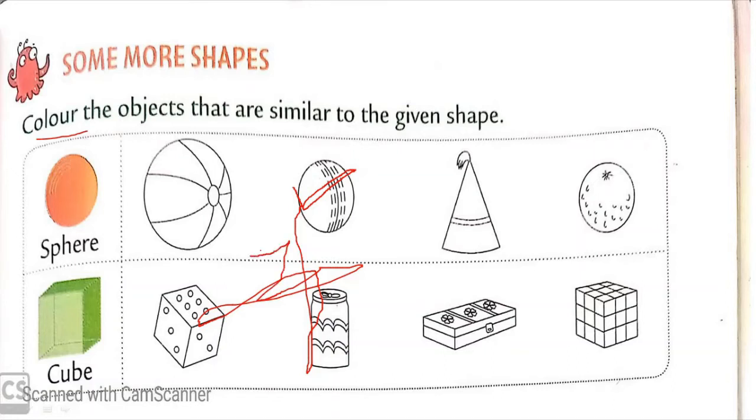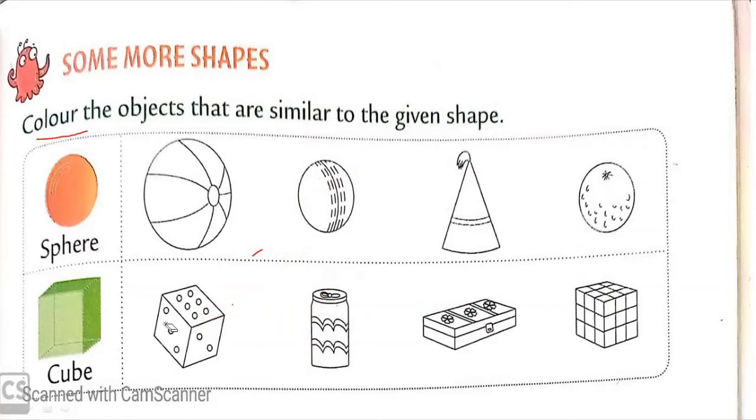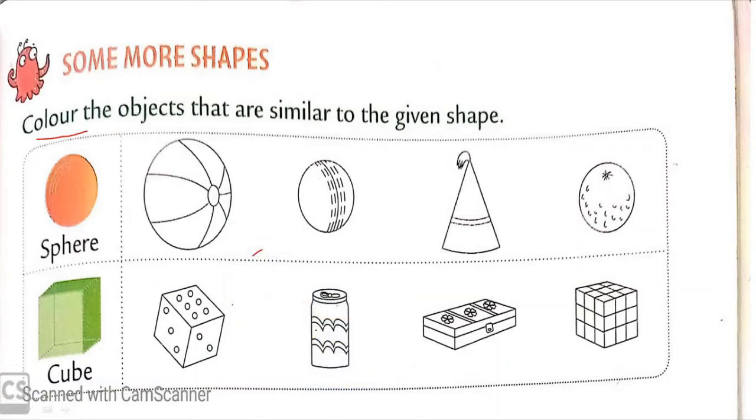So now, yes, this is the cube. Find out the similar shape. Which one is it? Is this? Is this? Is this? Which both are the same shape object? Yes, this is similar to this cube. Okay, done.